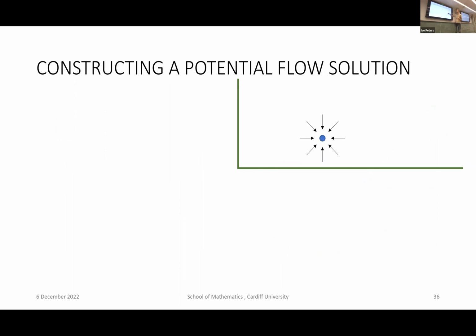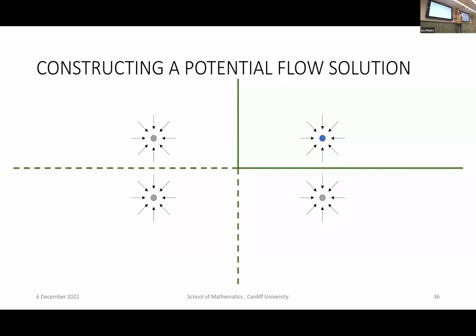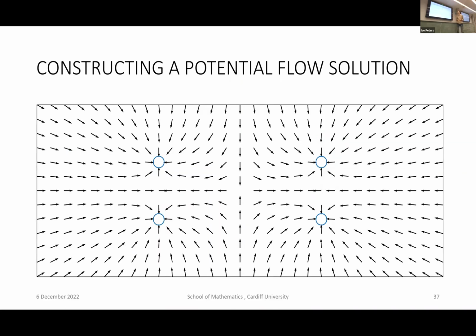If we have a wall, then we know we simply have to put an image sink to represent this wall. And if we now also want to represent this wall, then we basically put an infinite wall here, and we get 2 image sinks on the other side. Then we can look at the flow field of this. This is the bubble that we are interested in.